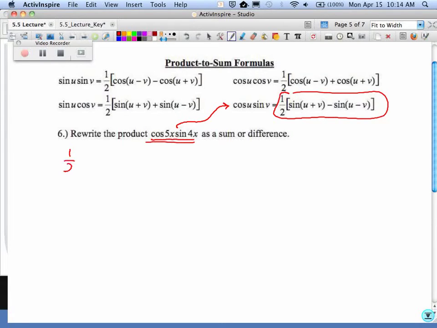Let's use a square bracket because we're going to have parentheses inside. It says take 1/2 of the sine of the first part, which is 5x, plus the second part, which is 4x, minus, now we're subtracting, the sine of u again, the first part, which is 5x, minus v, the second part, which is 4x.